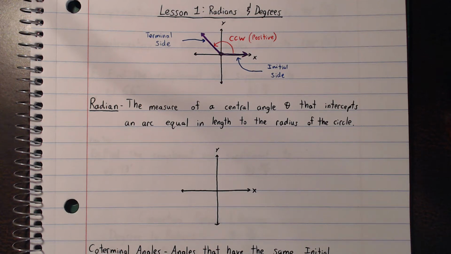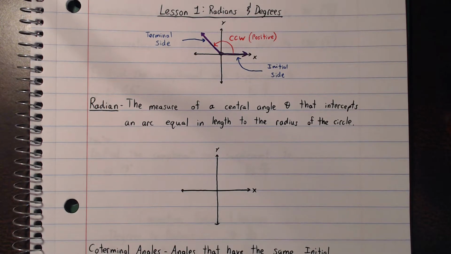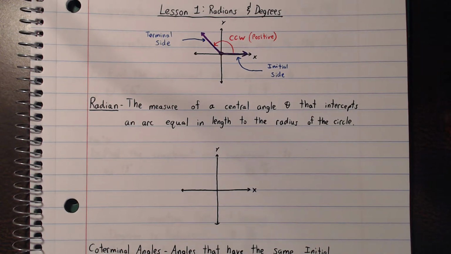Welcome everybody to lesson 1 of unit 4. We're talking about trigonometry in the next couple of units. So let's start off lesson 1 by talking about radians and degrees. First of all, we're going to be working a lot with something called a unit circle. And before we even get to that, we've got to start working with radians and degrees.